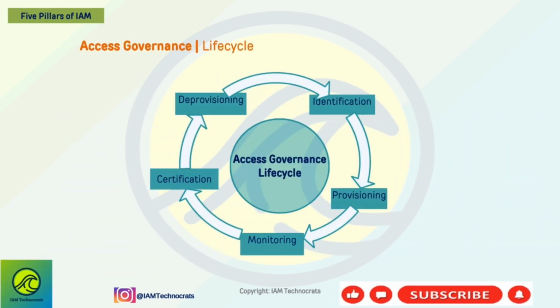The access governance lifecycle includes identification: identify all users and resources. Provisioning: assign access based on business needs and roles. Monitoring: continuously track and analyze access activities. Certification: periodic reviews to ensure access is still appropriate. Deprovisioning: revoke access for inactive or unnecessary accounts.